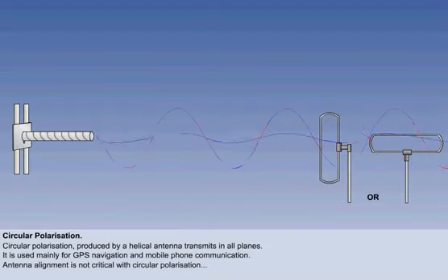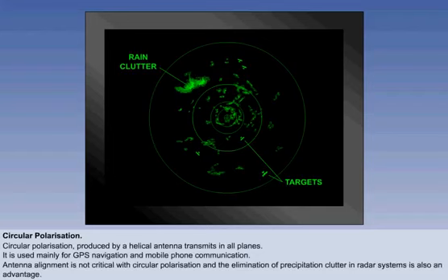Circular polarization also has the advantage that antenna alignment is no longer critical, as the wave transmission is in all planes. When used with radar, circular polarization has the benefit of being able to eliminate unwanted precipitation, clutter, from radar screens. However, the production of helical waves consumes more power than the production of vertical or horizontally polarized waves, and so range is less. Consequently, linear polarization is used in good weather, and circular polarization is used in rainy weather.